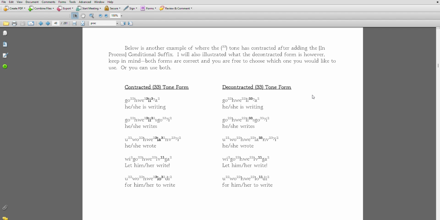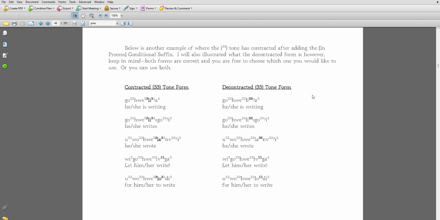Go hui li an, he's writing, or go hui li an. Go hui li sko in, he writes. U wo hui lan na in, he wrote. We go hui leng gan, let him or her write.